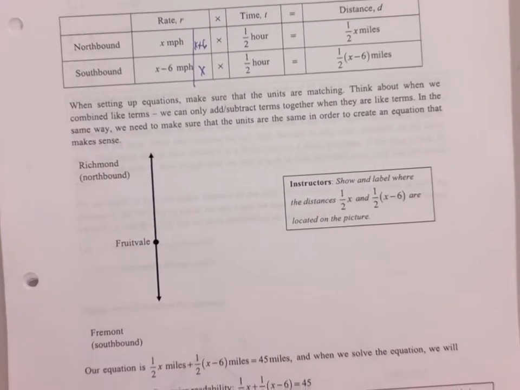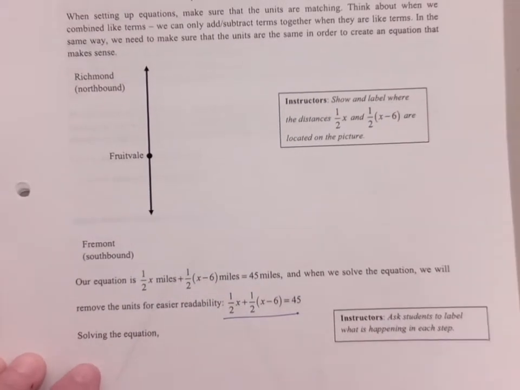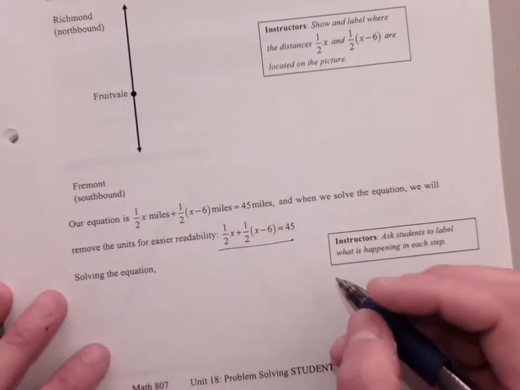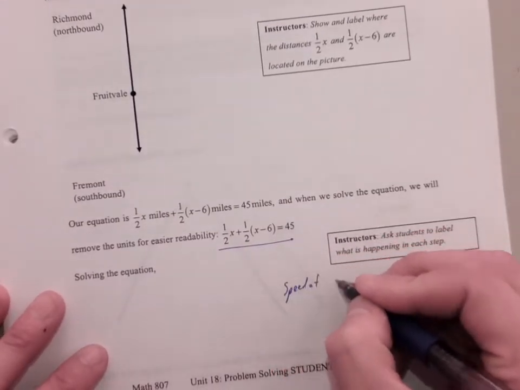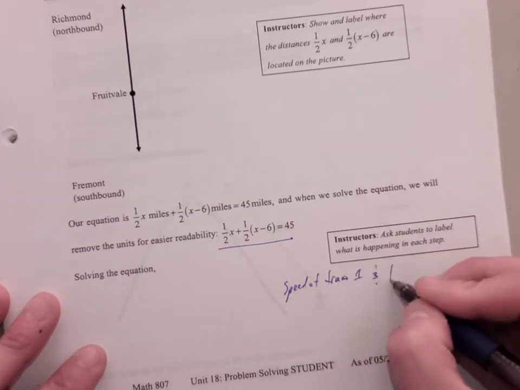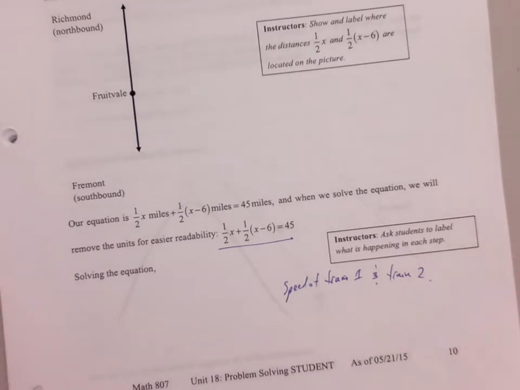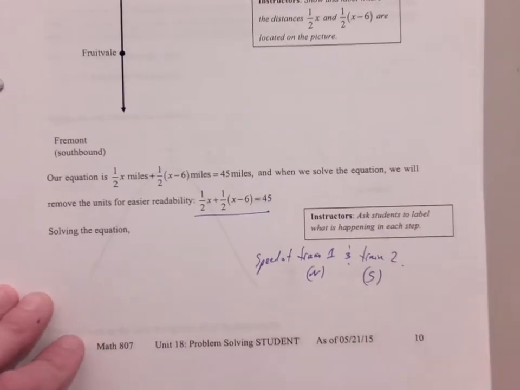Make sure to solve this one over here. So go ahead and solve that equation, and then you'll get your answer. Make sure to answer for both of them. In other words, I want the speed of train 1 and train 2, or the northbound and the southbound one. Okay? So make sure we answer the complete question. All right.